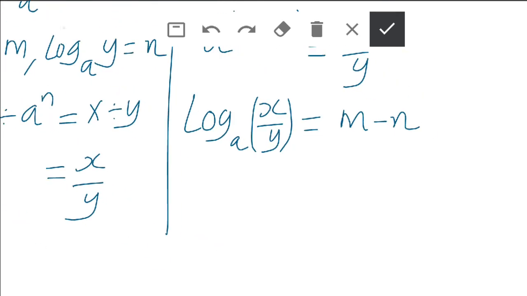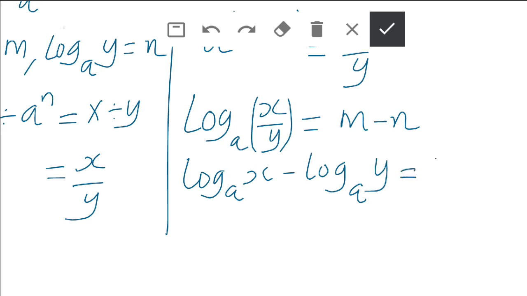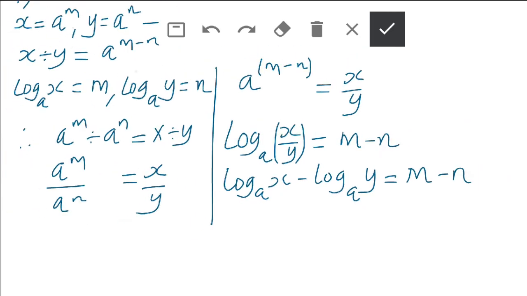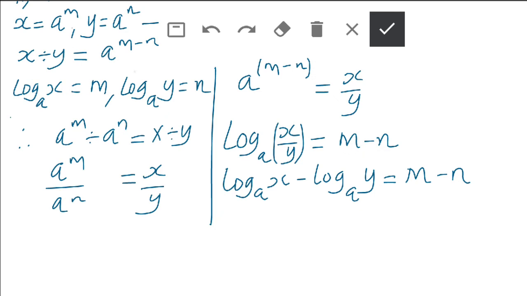All right, and if you remember this very well, we can actually open the brackets. Opening the brackets, we shall have log to base a of x. Because we are dividing, we shall now subtract and have log to base a of y being equal to m minus n. If you remember very well, we have just seen that m represents log to base a of x and n represents log to base a of y. So we have proven that indeed the left hand side is the same as the right hand side.